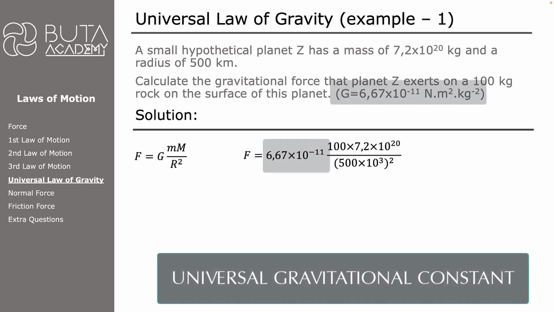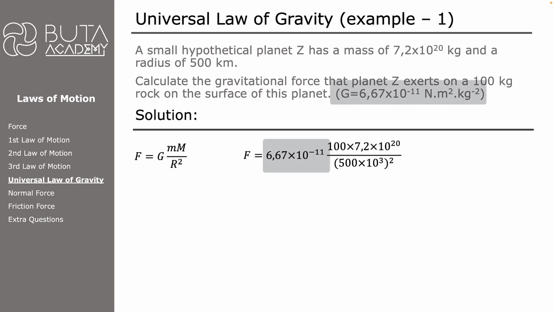Universal gravitational constant is 6.67 times 10 power minus 11. Mass of the object is 100 kgs. Mass of the planet is 7.2 times 10 power 20 kilograms. The radius of the planet is 500 kilometers, which has to be converted to meters. As an answer, weight of the object on planet Z is 19.21 newtons.